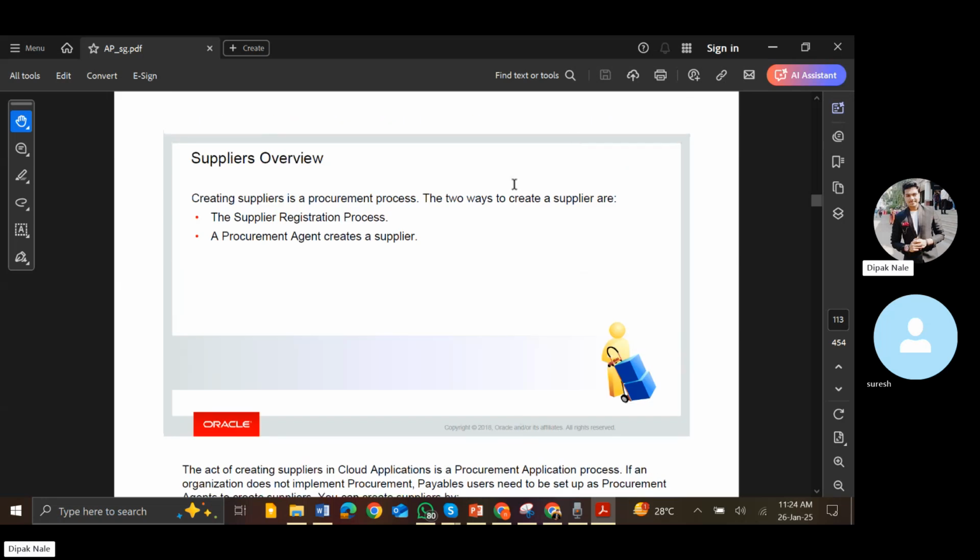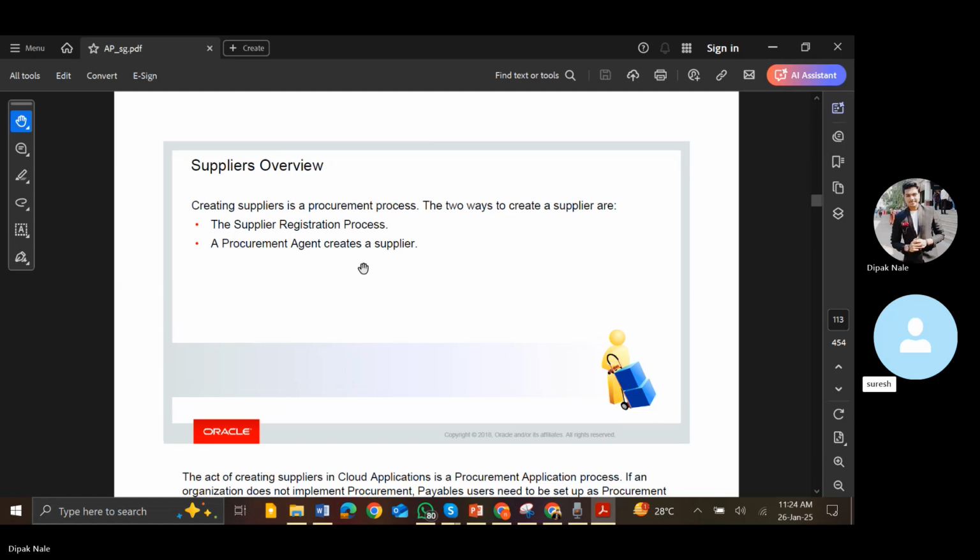Creating a supplier is a procurement process, the supplier creation process. A procurement agent creates the supplier. Supplier registration process: procurement agent creates a supplier.